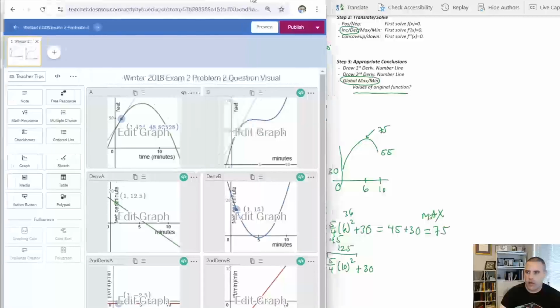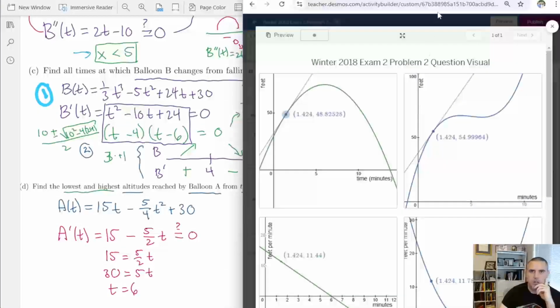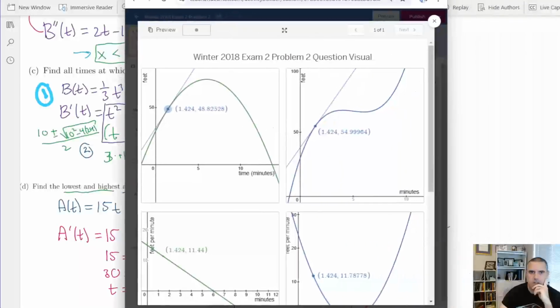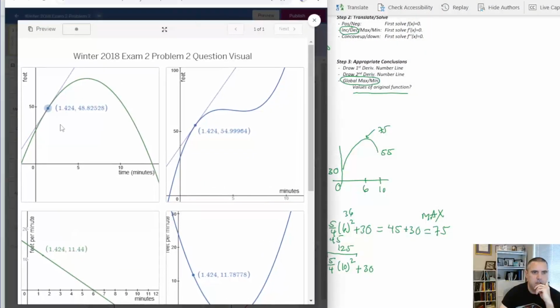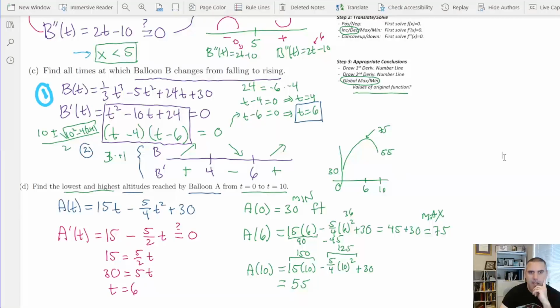Just briefly to wrap up, here's a visual I made. And let's take a look. So here on the left is balloon A. That's that parabola we were just doing. The highest point here is 75. The lowest point here was 30. The graph only went to 10, and 10 was 55. So between 0 and 10, we can see that makes sense. And we didn't actually have to graph it.